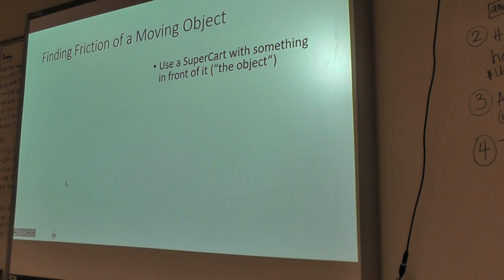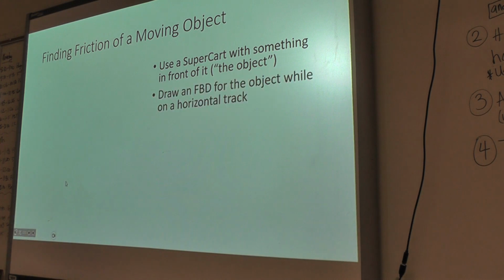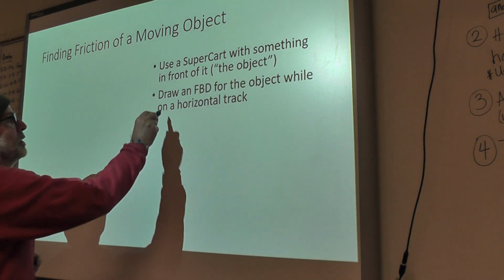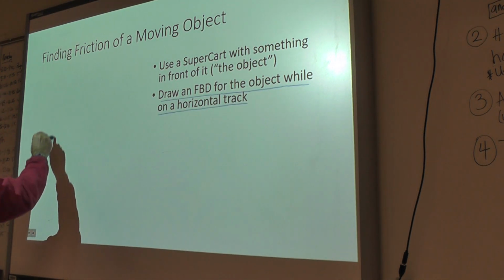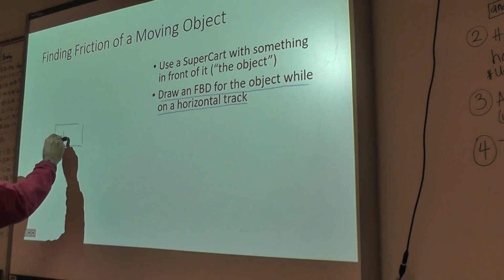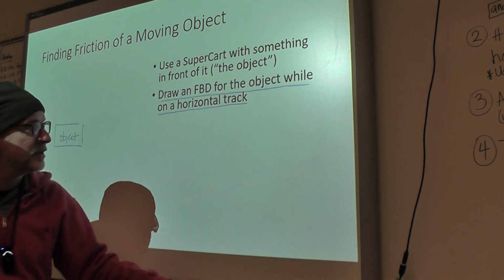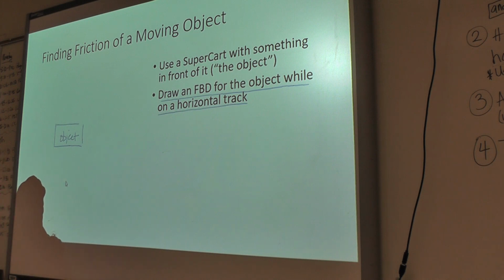This is just a really handy way of being able to make really accurate measurements of position, velocity, acceleration, and force. So you're going to use a supercart with something in front of it, and that whole thing together is our object. This is our object, not just the supercart, not just the block that's in front of it. And then you're going to draw a free body diagram for the object as a whole. That's going to look like this, right? This is our object. It's a rectangle, because all things are rectangles in physics, while it's on a horizontal track.